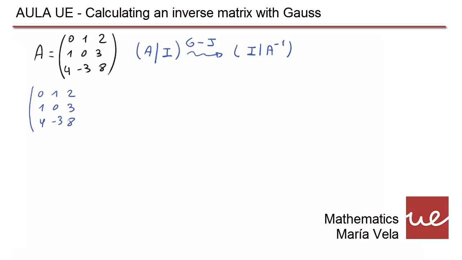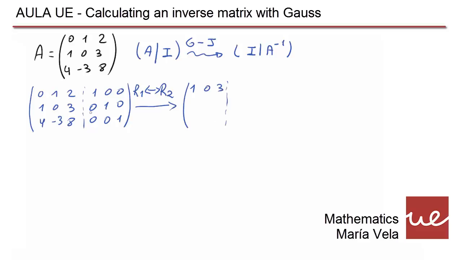So the first thing that we have to do is just copy matrix A: 0, 1, 2, 1, 0, 3, 4, minus 3, 8. And on the right-hand side, we just copy the identity matrix. This time it is the identity of order 3, so 1, 0, 0, 0, 1, 0, 0, 0, 1. Now we just need to do operations using the Gauss method in order to make zeros below the main diagonal.